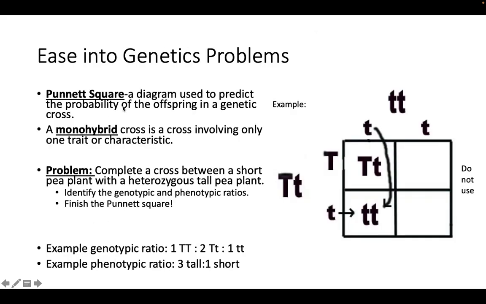All right. Punnett squares are diagrams used to predict the probability of the offspring in a genetic cross. A monohybrid cross is a cross involving only one trait or characteristic. We're focusing on those to start. So this right here would be a monohybrid cross. We're only considering the trait that is represented by T, which is going to be a tall plant or a short plant.